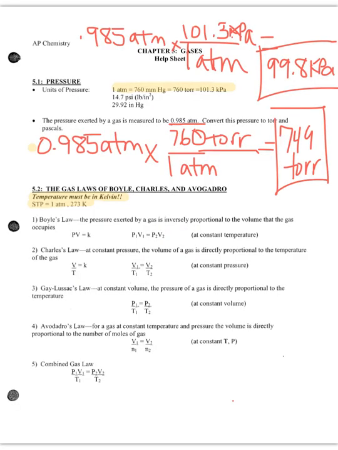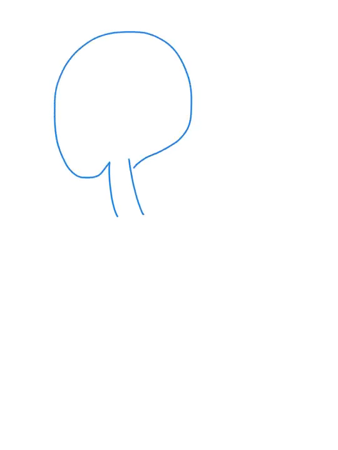Now let's take a look at the volume temperature relationship. For the volume temperature relationship, I like to think of a hot air balloon. So I'm going to draw a picture on the next page. Here's my hot air balloon. Let's say this is a little basket. There we go, that looks a little better.